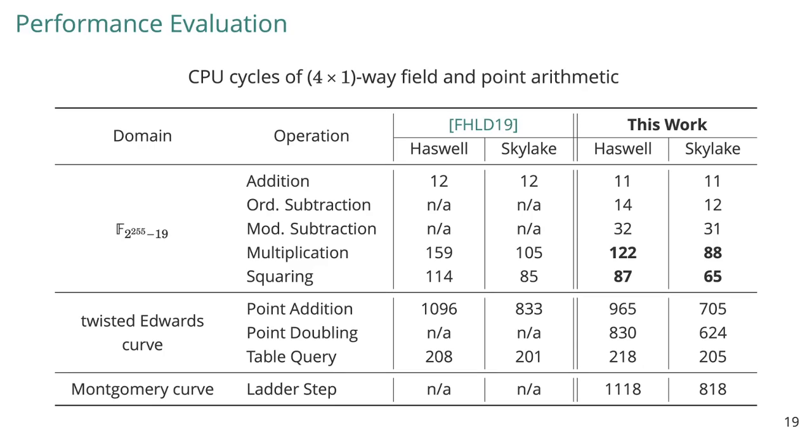Even though the previous low-latency AVX2 implementation, that is the work of Hernandez et al., uses 2x2 way to implement a variable-base scalar multiplication, there were timings of some 4x one-way operations reported in their paper. Compared with their 4x one-way multiplication, our multiplication saves 37 cycles on Haswell and saves 17 cycles on Skylake.